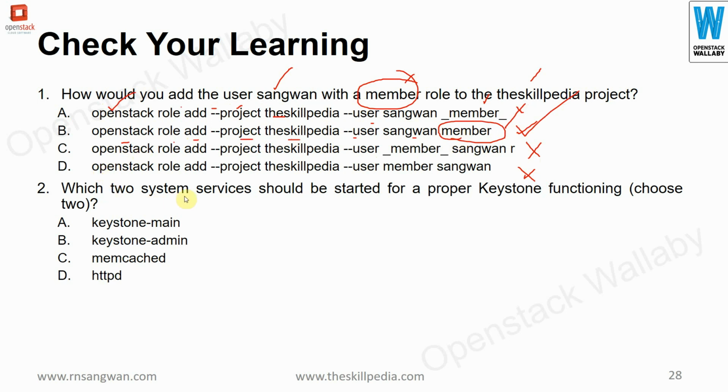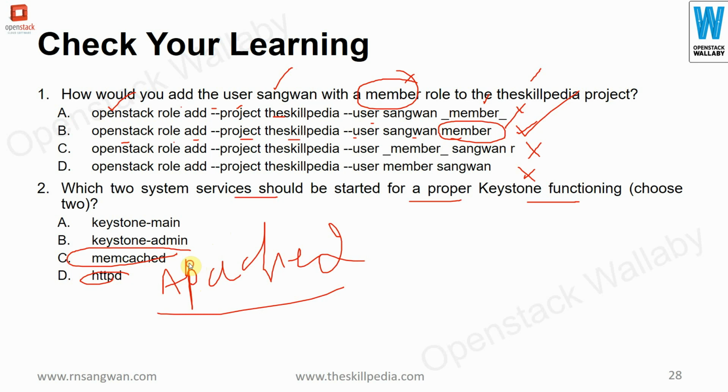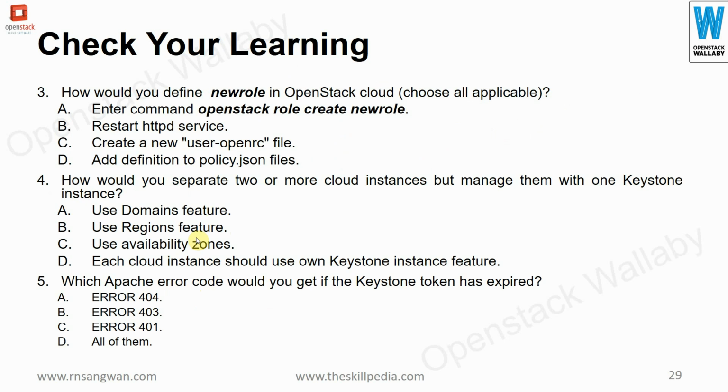Similarly, which of the two system services should be started for proper Keystone functioning? One is memcached and httpd or Apache. In our case for Ubuntu it is apache2. Apache2 is the service name. So memcached must be started, and httpd. These are actually not services.